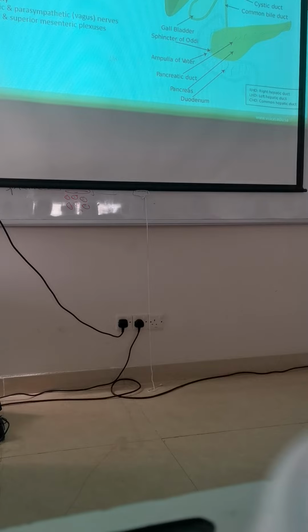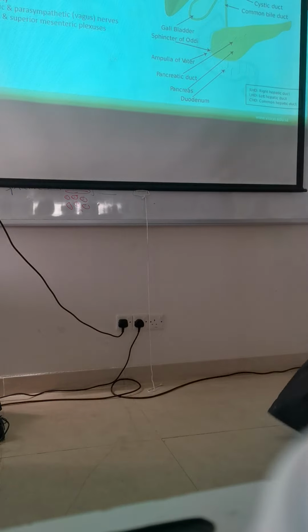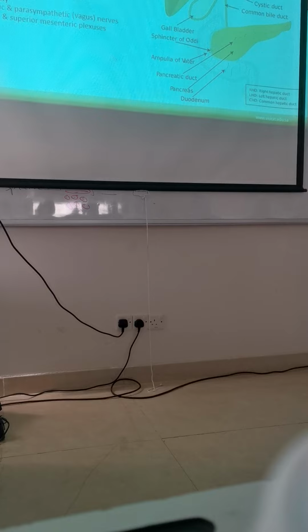So major duodenal papilla and ampulla of Vater, it is the same thing. And then they have the sphincter of Oddi. Do this, so you will not forget. This is the sphincter. It's a bit of a minor one.